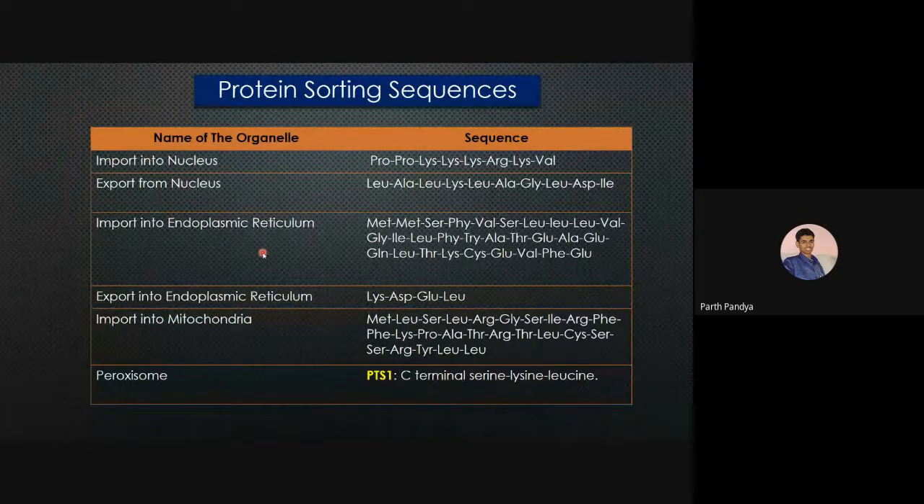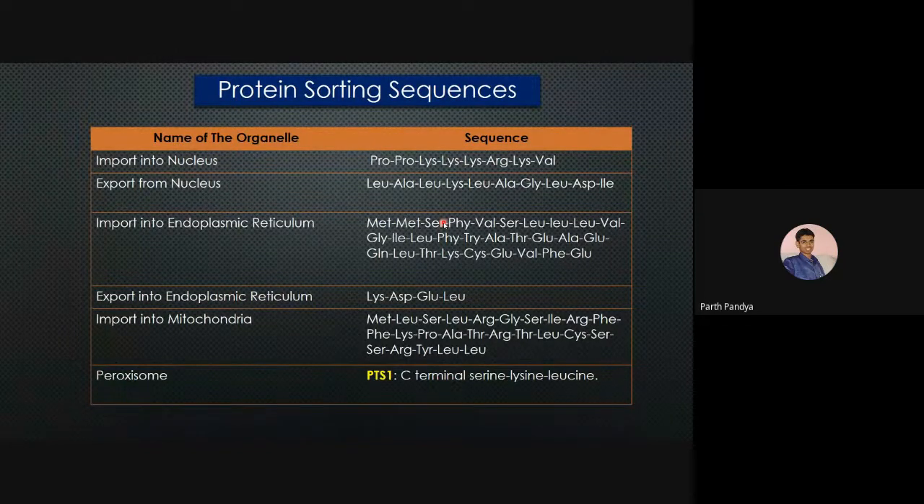So if the protein sequence has this many amino acids, that is 3, 3, 6 or 8 amino acids, then it is imported into the nucleus, where it is mostly driven with the help of proline and lysine. Exported from the nucleus, it has a leucine, alanine, leucine rich region. Imported into the endoplasmic reticulum has a much bigger sequence, which the signal recognition particle identifies, and it will cleave off the signal. Retained in the endoplasmic reticulum is again lysine, asparagine, glutamine, leucine. This is a 4 amino acid sequence.